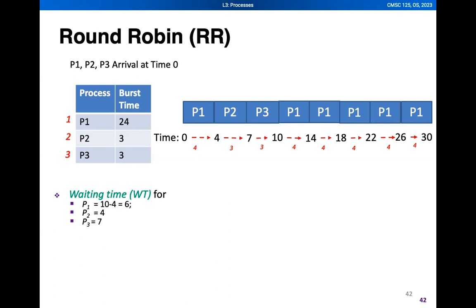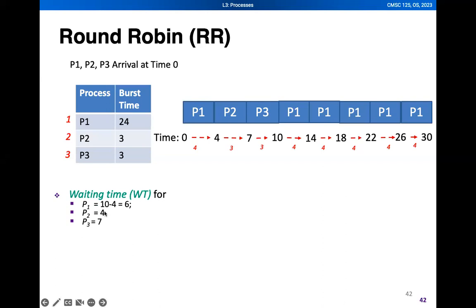So what would be the waiting time for P1? The waiting time for P1 would be 10 minus 4 milliseconds. So how did we arrive at that? At this point, P1 gets preempted, correct, at the 4th, and then P2 and P3 execute. So we have to wait until P2 and P3 complete their execution. So we have to get this time period. So 10 minus 4, that would be the waiting time for P1 because the rest, P1 is already executing.